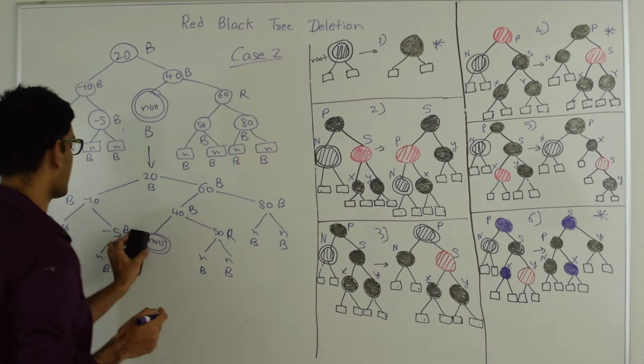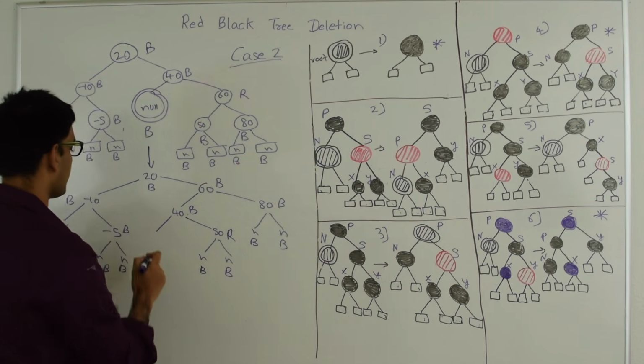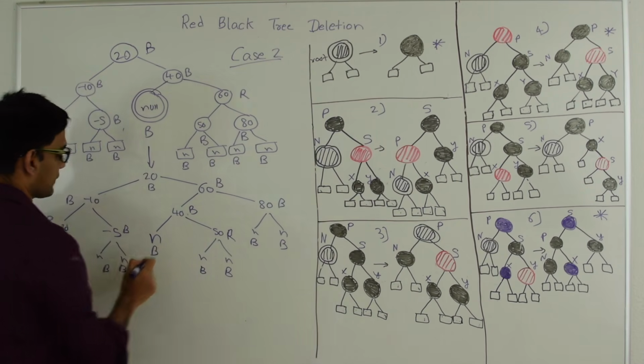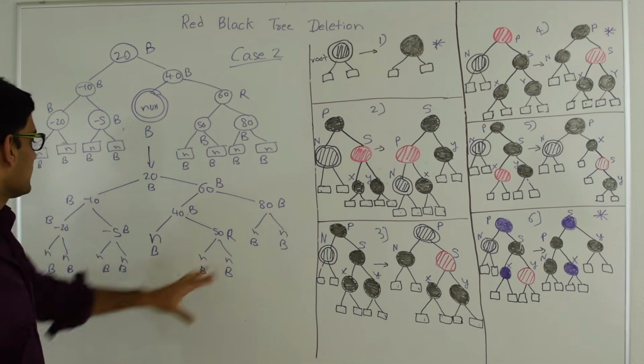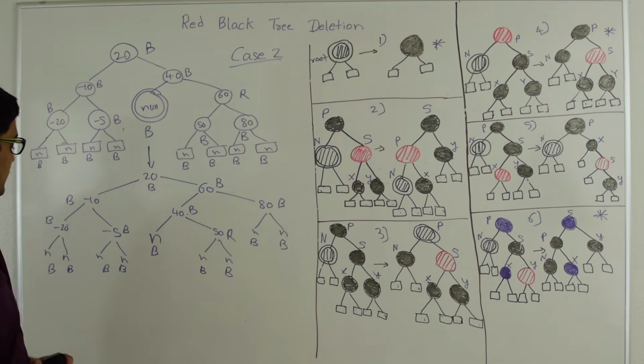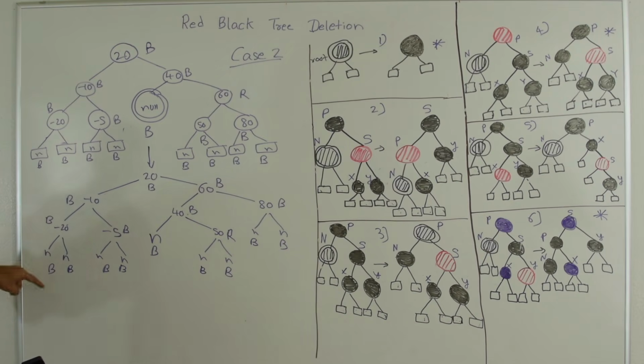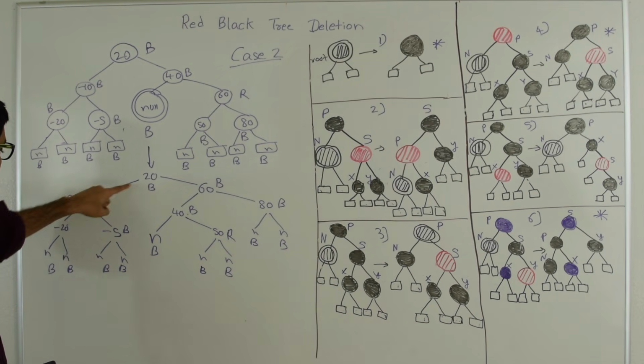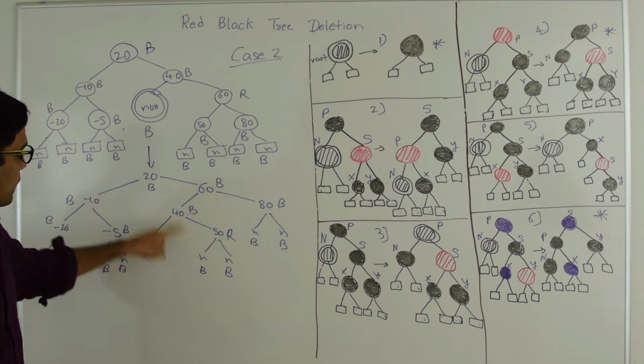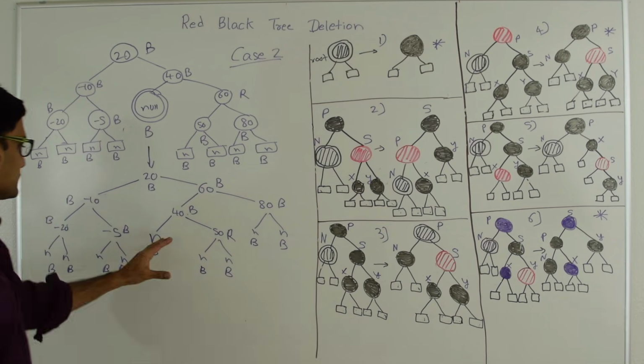So then we do a case 4 transformation, which was nothing but changing this to red and this to black. As soon as we do that, this is no more a double black node but just a single null black node. And now this is back to a red black tree. Let's make sure that the count of black nodes is the same in every path. So 4, 4, 4, 4, 4, 4, 4. So yes, this is a red black tree.